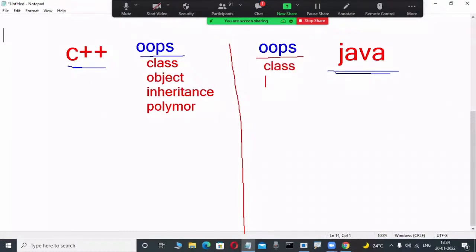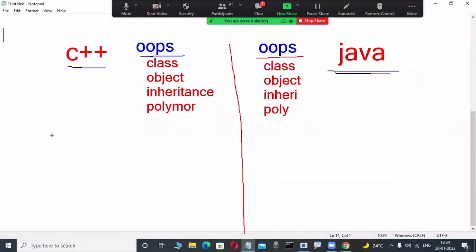What is object? Some concepts are there or not? Yes, here. What is inheritance? Okay, fine. Yes, here. Again, what is polymorphism? So many concepts are there. That's why conceptually class, object, inheritance, polymorphism are conceptually the same in C++ and Java. Like this, encapsulation, binding, something. Okay, but observe here.